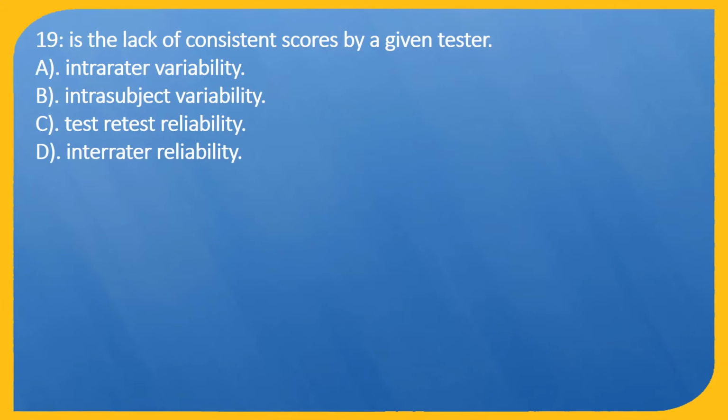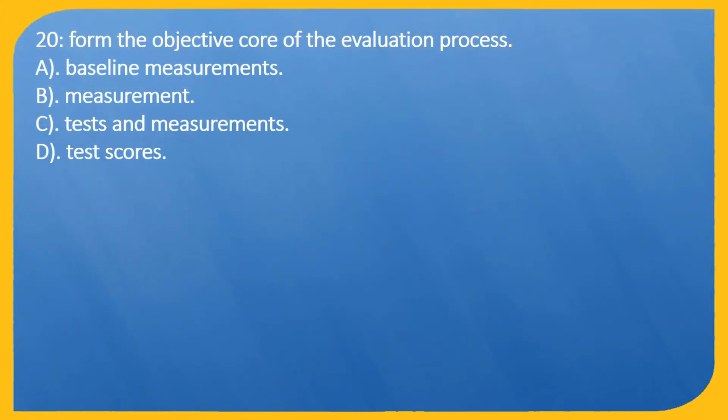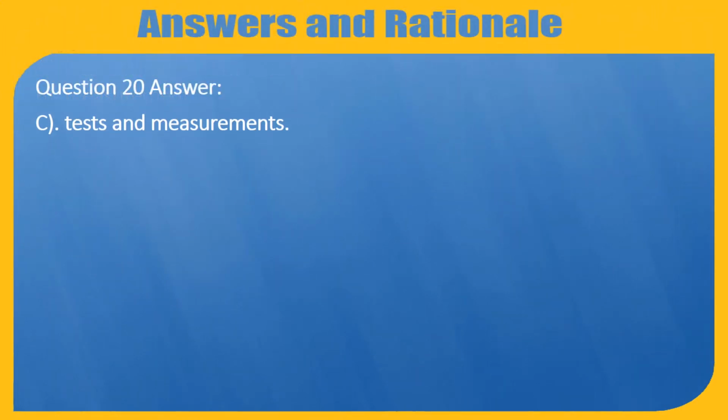Question 19: Is the lack of consistent scores by a given tester. A. Intra-rater variability. B. Intrasubject variability. C. Test-retest reliability. D. Inter-rater reliability. Question 19 answer, A. Intra-rater variability. Question 20: Form the objective core of the evaluation process. A. Baseline measurements. B. Measurement. C. Tests and measurements. D. Test scores. Question 20 answer, C. Tests and measurements.